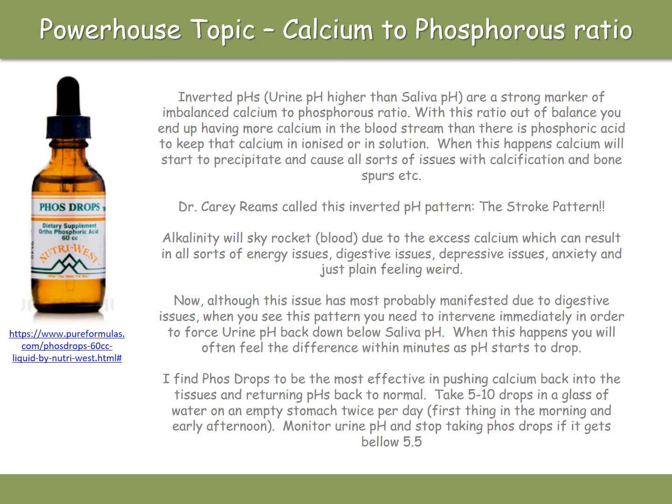Okay, the alkalinity will skyrocket. This is the excess calcium in the blood, and this again creates all sorts of ongoing energy issues, digestive issues, depressive issues, and anxiety, or just plain feeling weird because things are just so far out of whack. Your body's holding onto the rubbish, and it's trying to get rid of the good stuff. What's going on? Your phosphorus to calcium ratio is out of whack.